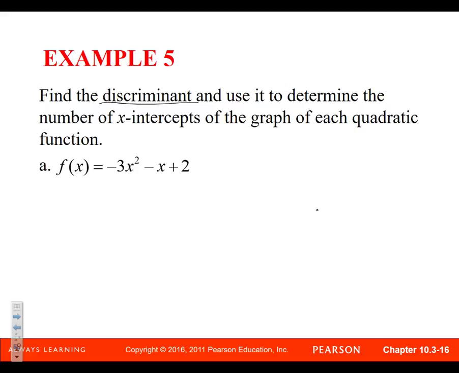Okay. So we have the problem. All we were trying to do is figure out whether it has zero x-intercepts, which is the same thing as a solution.